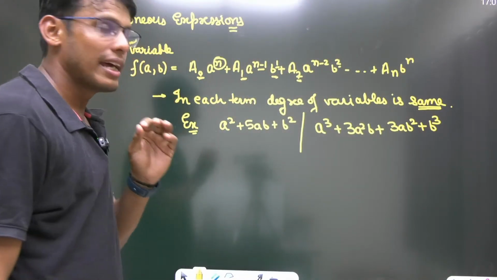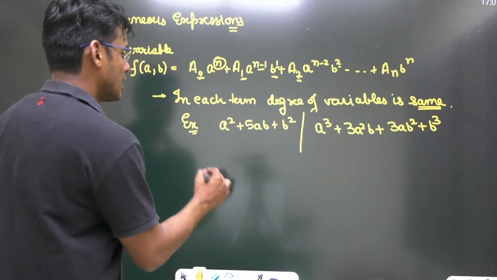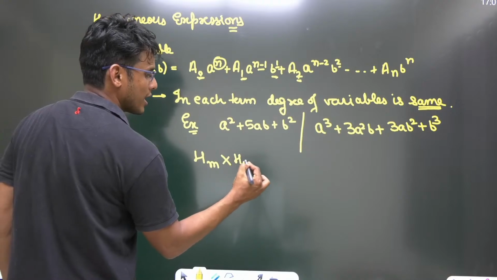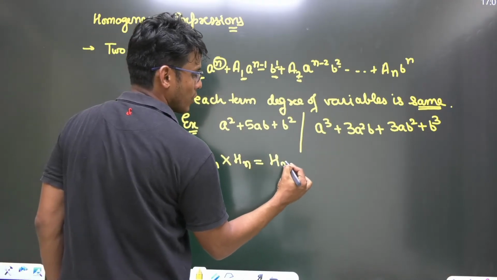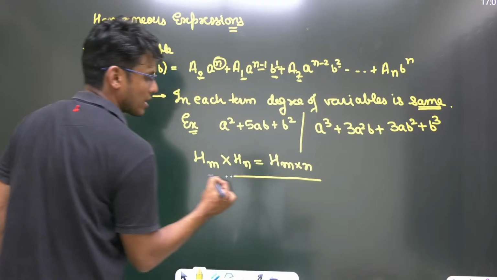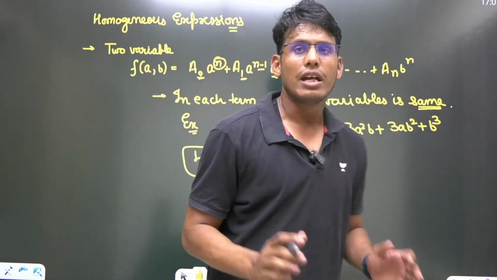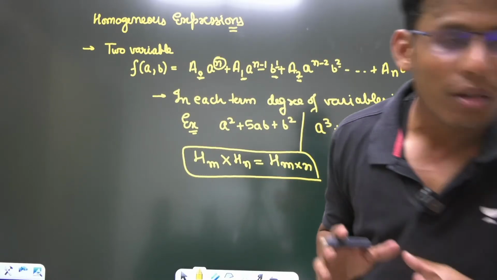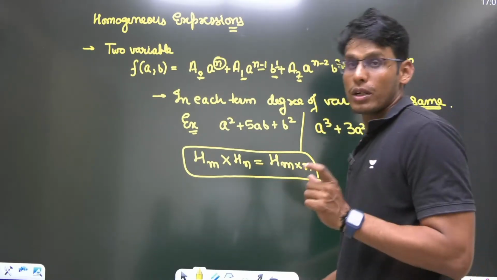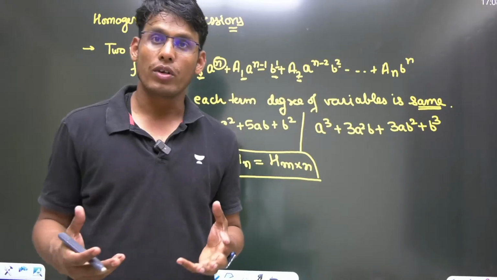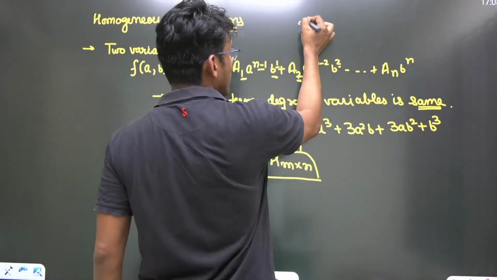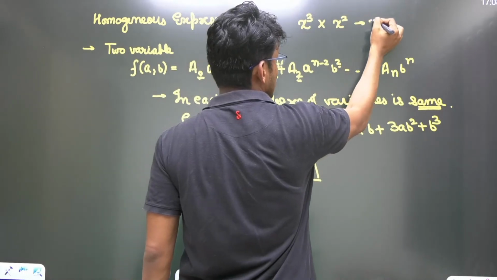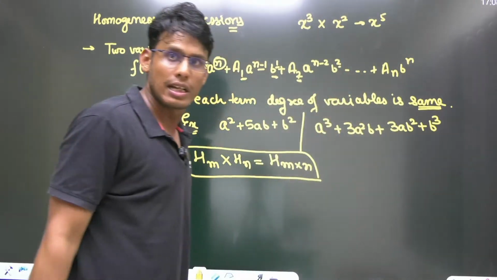And there is a very important concept. Homogeneous expression of degree m into homogeneous expression of degree n is equal to homogeneous expression of degree m plus n. It just works like a polynomial. How does a polynomial work? A cubic polynomial into a quadratic polynomial is a degree 5 polynomial.